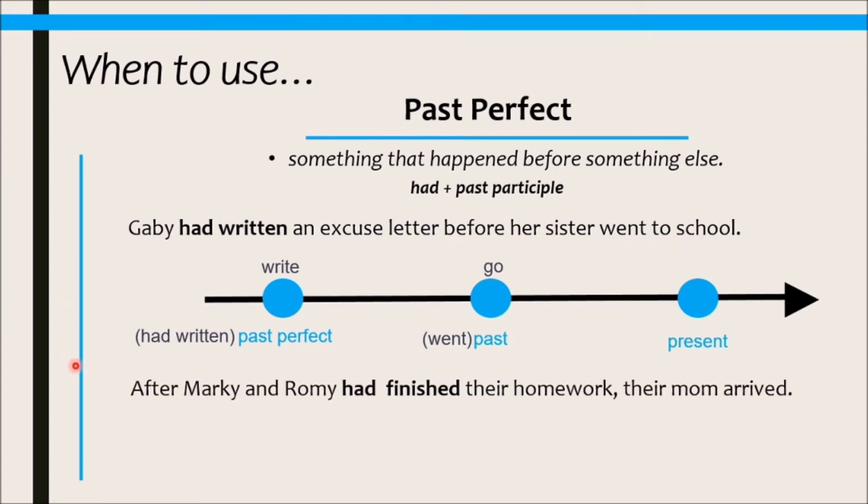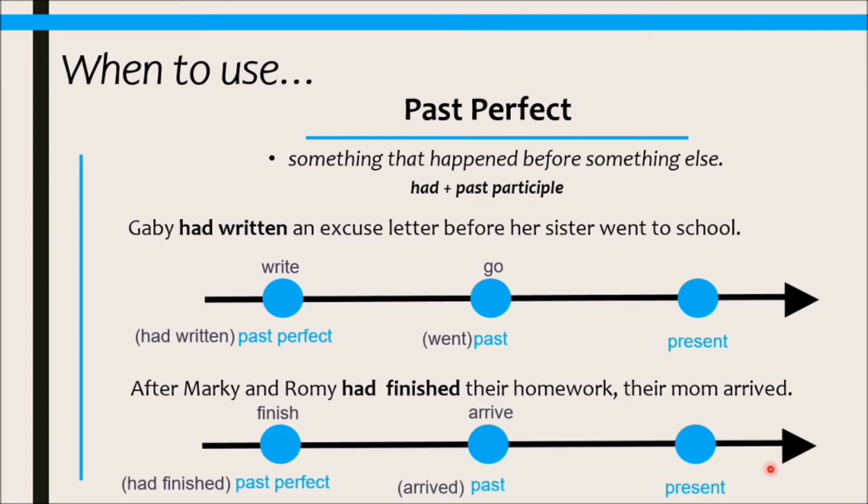Same explanation applies for our next sentence. We have two main verbs here, finished and arrive. Studying our sentence, we will realize that before the mother arrived, Marky and Romy were already done with their homework. So again, if this is our present time and we are to look back, the verb finish happened first before the action word arrive. That is why this is our past perfect.